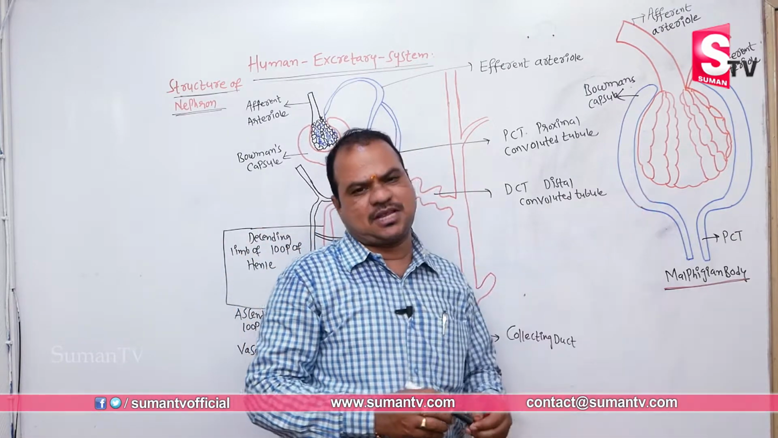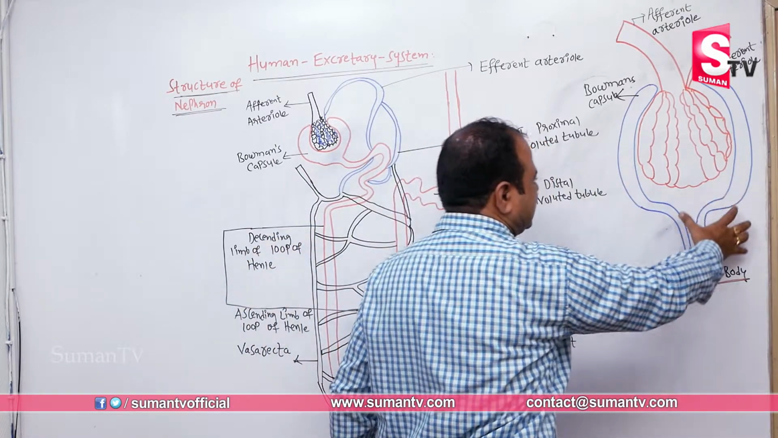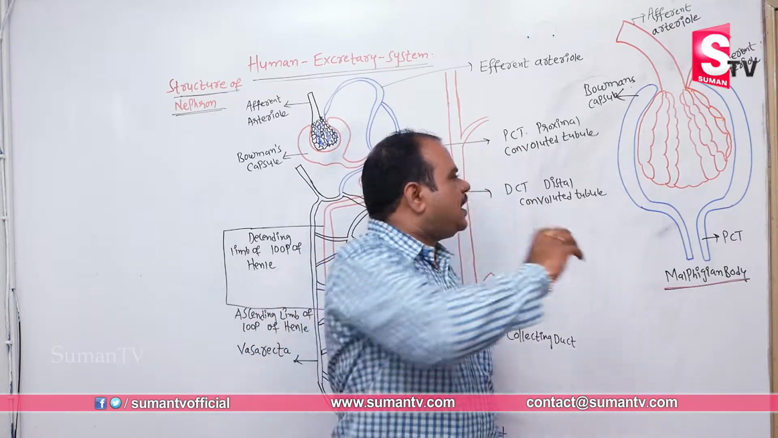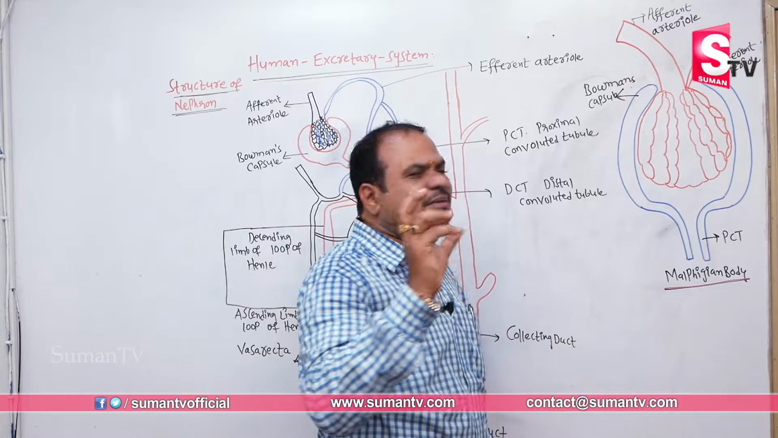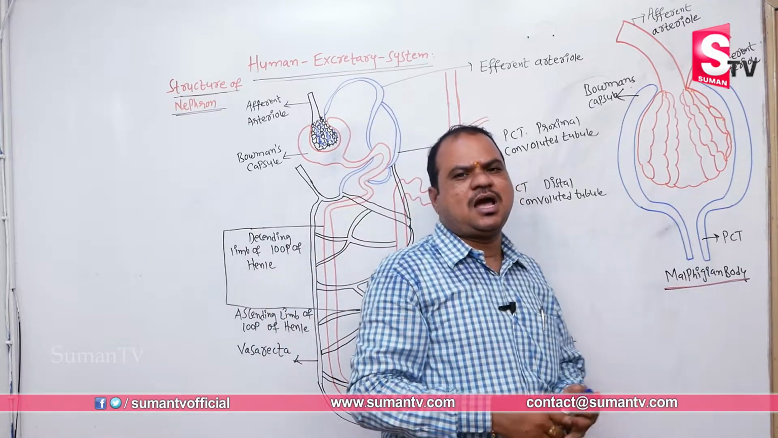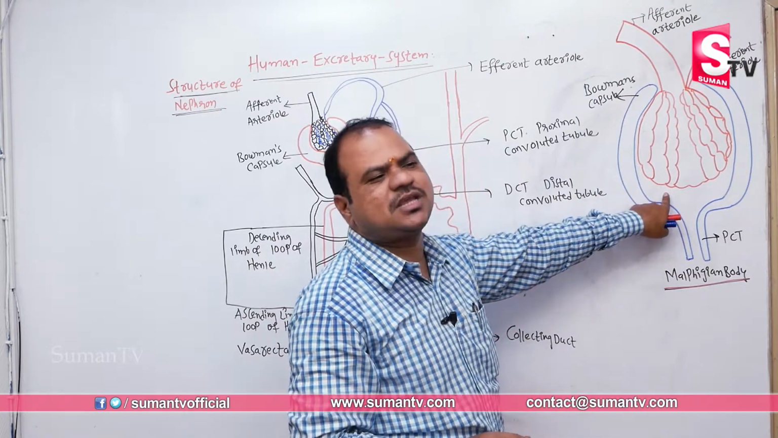What is the Bowman's capsule? Bowman's capsule is a double-layered, double-membrane, cup-like structure, like a capsule or a bowl-shaped structure. That is the Bowman's capsule.